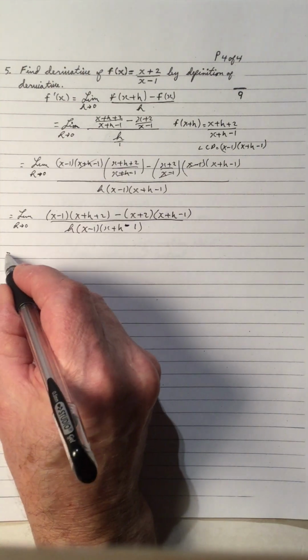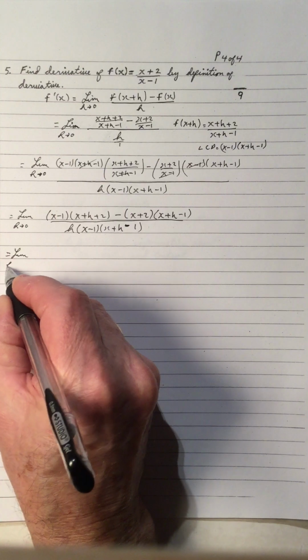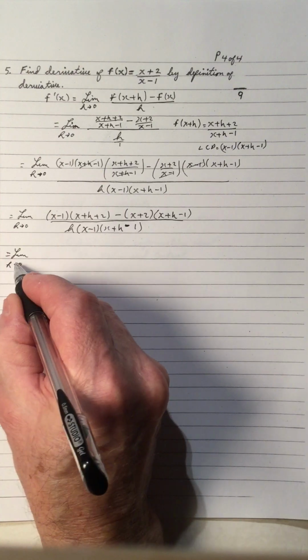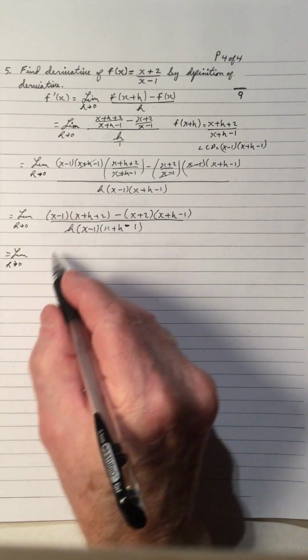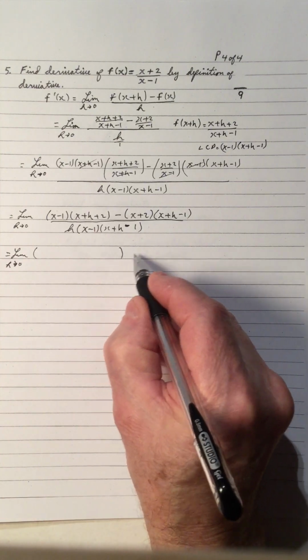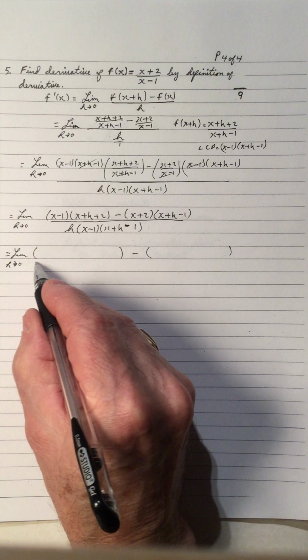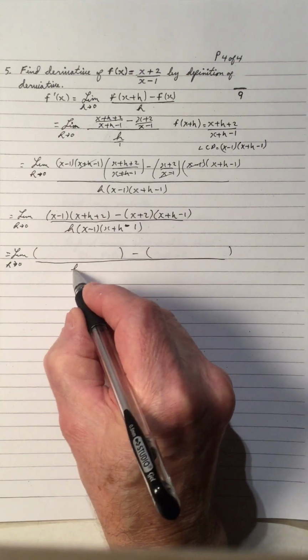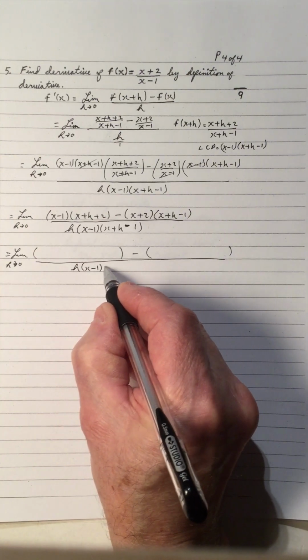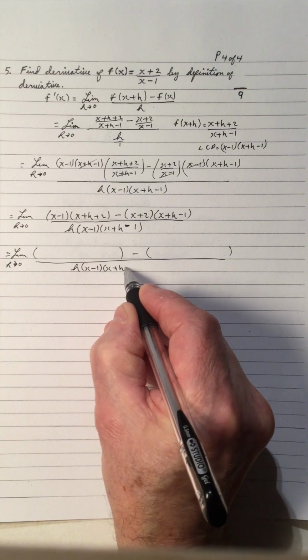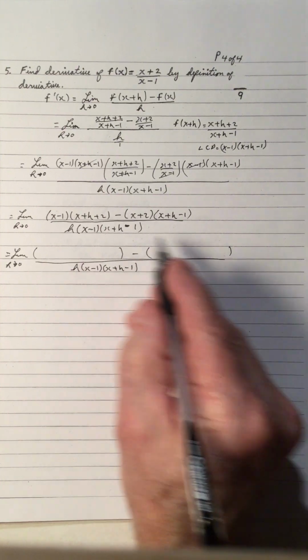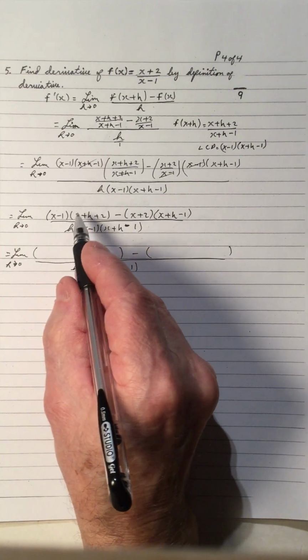So now I have to simplify this expression. Just take our time. So here we go. I will multiply these two here, then I'll multiply these two, and all over h times x minus 1, x plus h minus 1. So this is a FOIL method really.